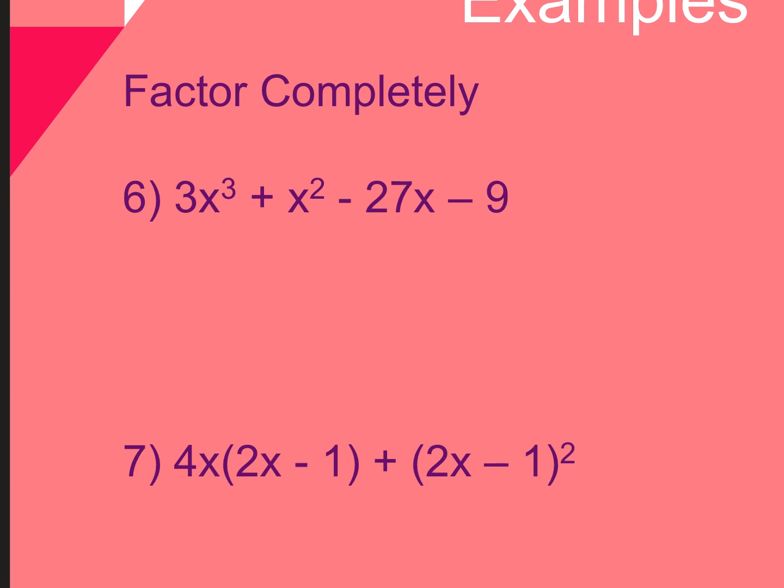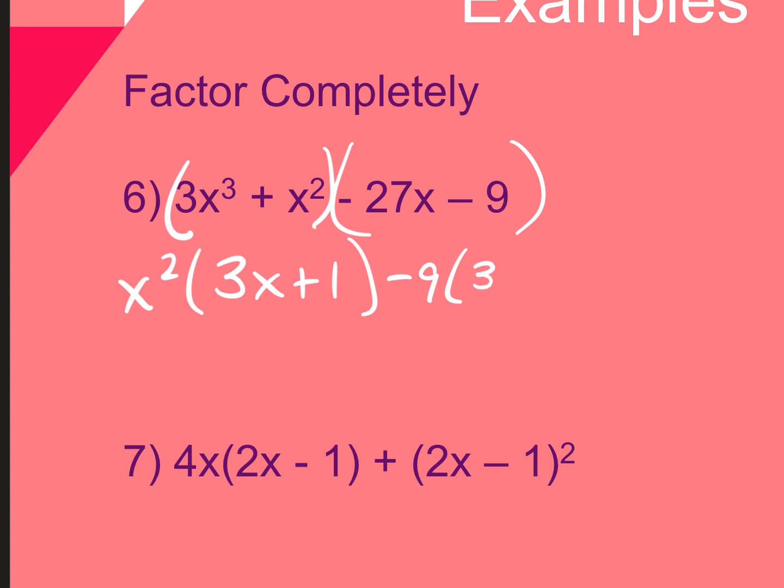All right, look at number 6. GCF? No? Okay. Is there something different about this one? There's 4 terms. What do we do with 4 terms? We group. So we're going to do first 2, second 2. That third sign stays with our number, correct? So 3x cubed and x squared. What can we take out? x squared. So I'm left with 3x plus what? Good. Negative 27x minus 9. Negative 9, and I'm left with plus 1. 3x plus 1.